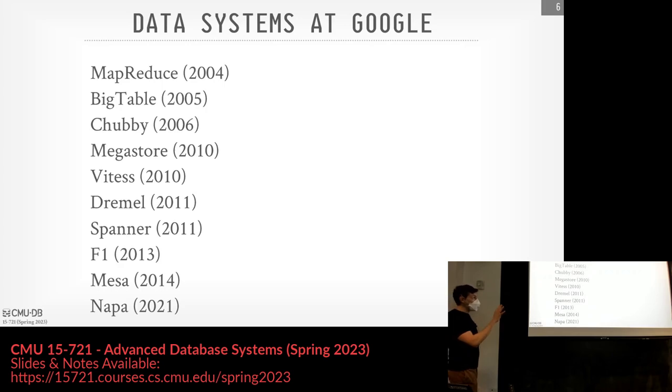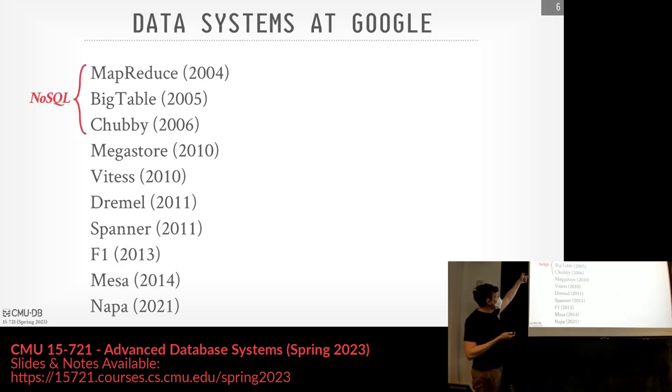This is an incomplete list, the ones I could think of off the top of my head and fit on the slide. These are the systems Google has released papers about or publicly talked about that I think had a lot of impact. One thing to point out is that in the 2000s, this was when the NoSQL stuff took off, because Google was pushing this idea that SQL doesn't scale, we don't want to do this.